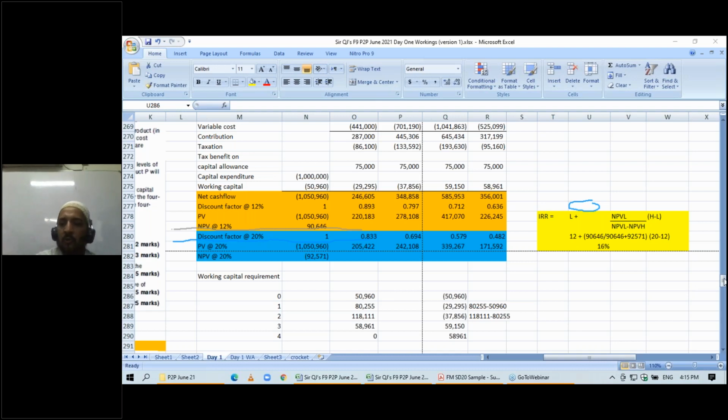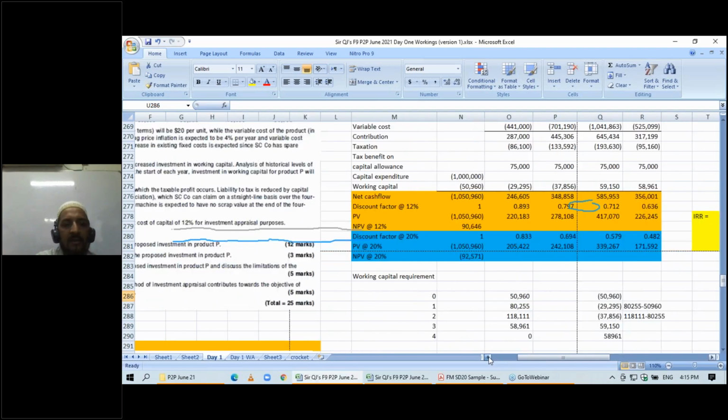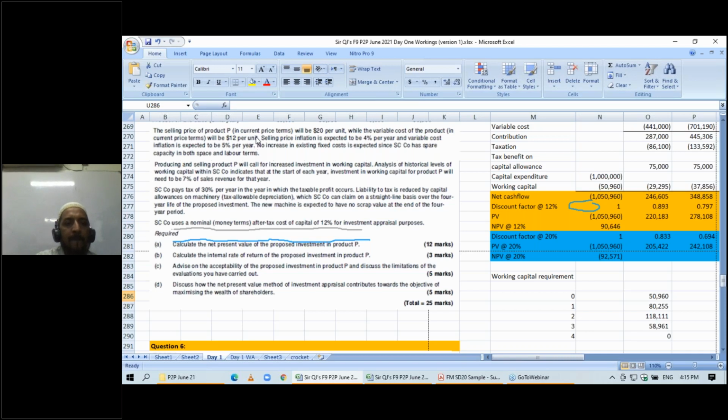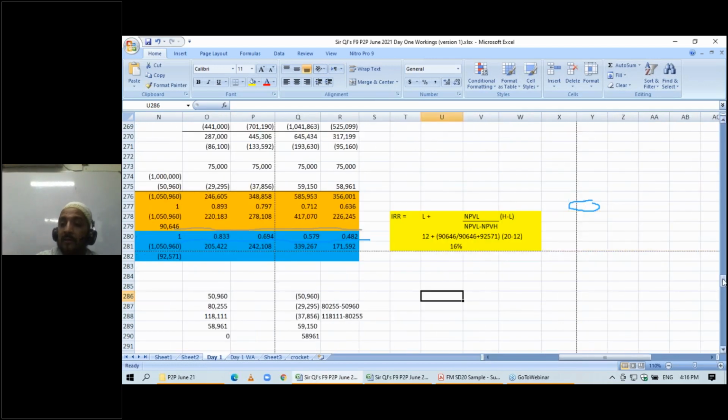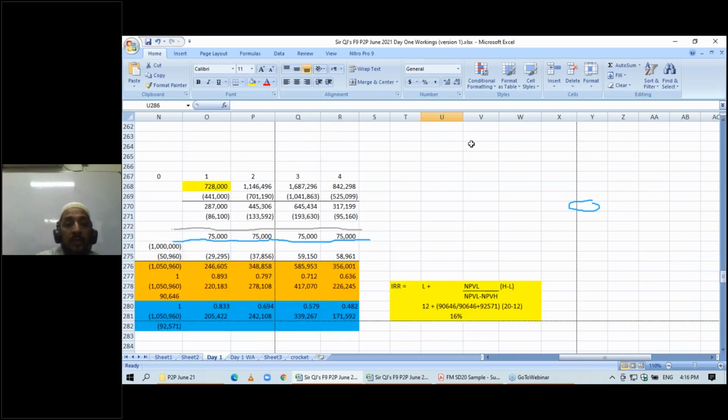Okay, so students, let's move on to the next part of this question, which are some theoretical and descriptive answers. Let's solve them. The next part is advice on the acceptability of the proposed investment in product P and discuss the limitations of evaluations you have carried out. So participants, let's discuss whether this proposal is acceptable or not, and then discuss the limitations of our evaluation being carried out.